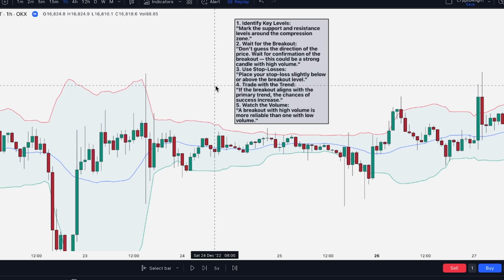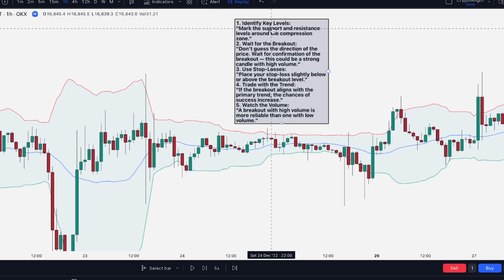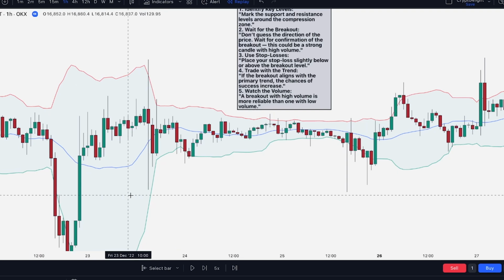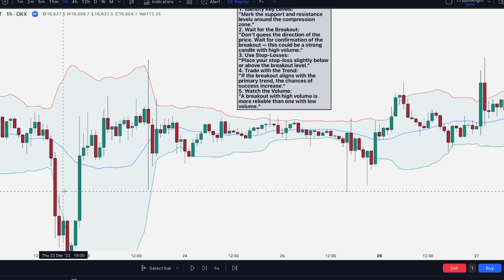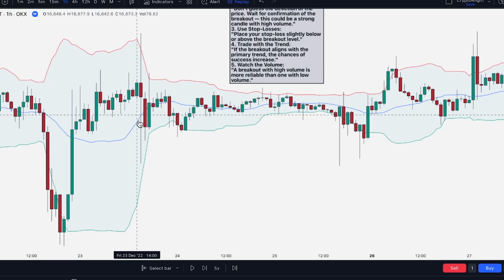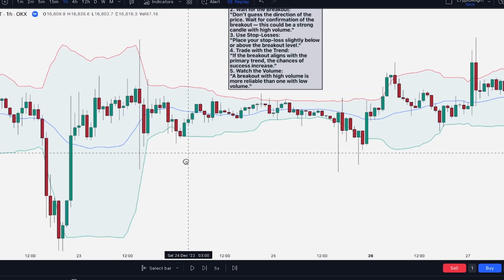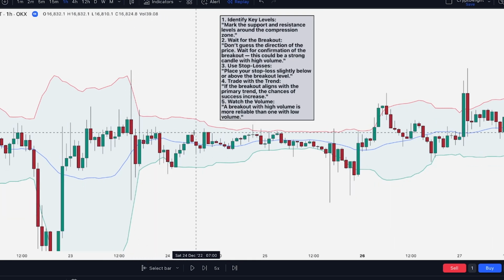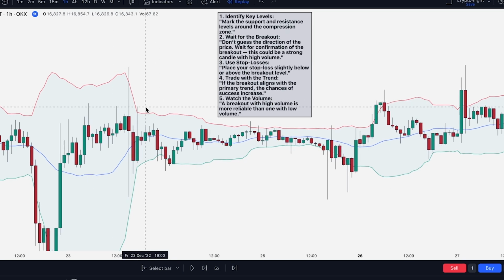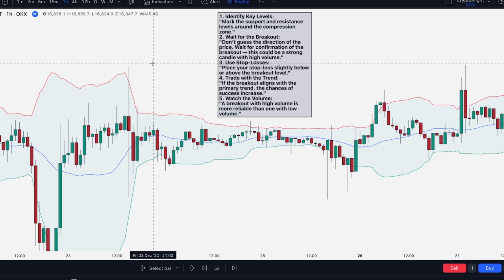Here are some tips about compression. First of all, you can identify the key levels. Key levels in this case were the test and the close of 50% of a 1-hour gap. We got an impulse, came back. So this is a key level. And after that key level, we build a compression. So mark that support level, and resistance. Resistance was this top. Next step is to wait for the breakout.